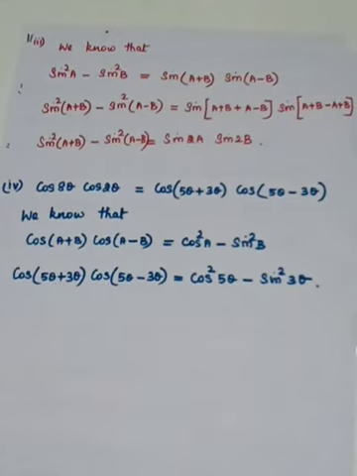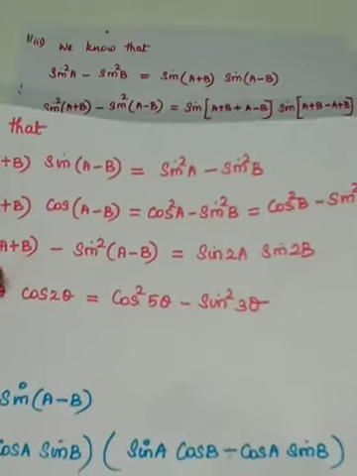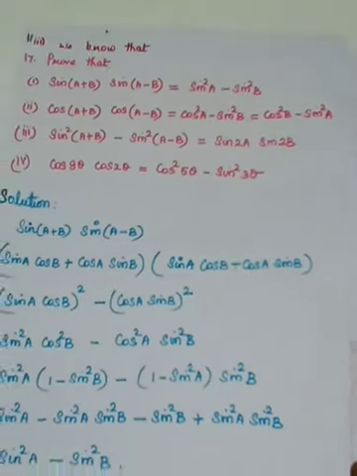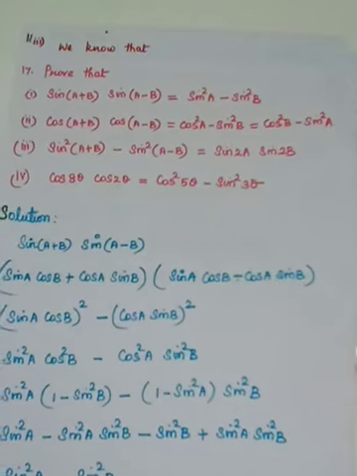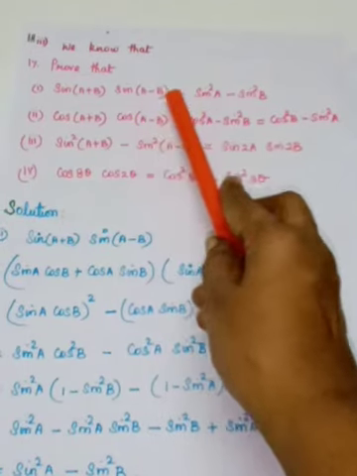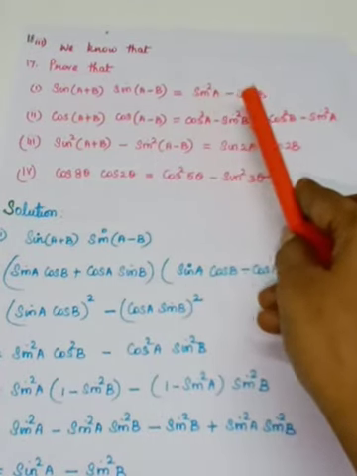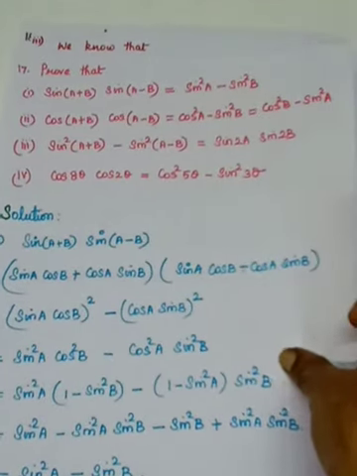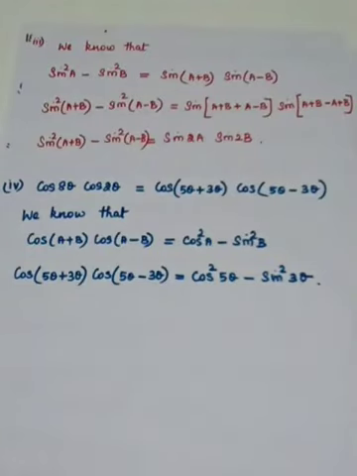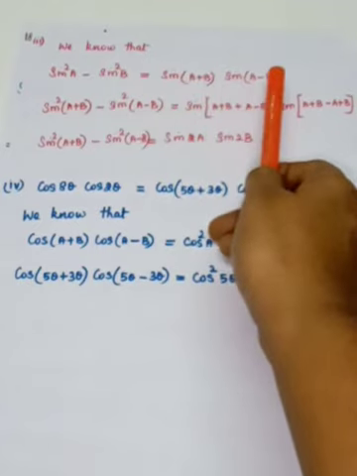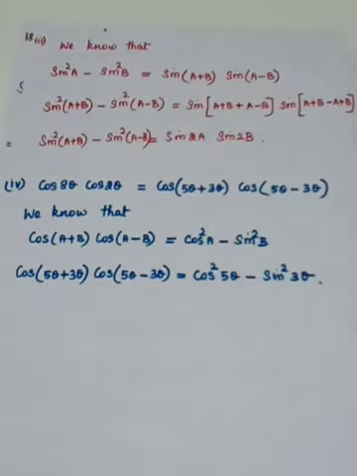You see that what we have to prove. See, in the third subdivision, what is asked? Sin squared A plus B minus sin squared A minus B, which is equal to sin 2A sin 2B. See the first subdivision answer. Sin A plus B into sin A minus B, which is equal to sin squared A minus sin squared B. So we are going to use the result of the first subdivision. Sin squared A minus sin squared B is equal to sin A plus B into sin A minus B. This one we have proved in the first subdivision.